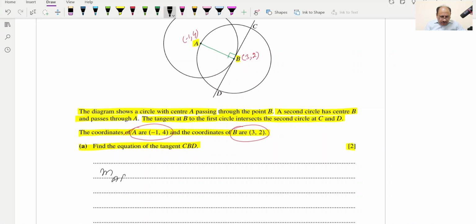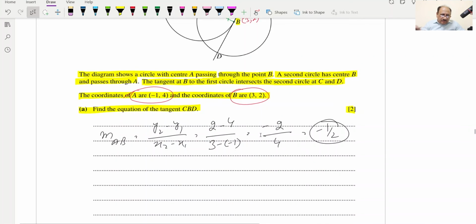Gradient of AB will be equal to y2 minus y1 over x2 minus x1, and we can take it as 2 minus 4 over 3 minus minus 1, and this will be equal to minus 2 over 4, which is equal to minus 1 by 2. So this is the gradient of AB. Now gradient of DC, slope of DC will be reciprocal and change sign of this, and change sign means plus and reciprocal will be 2. So this will be the gradient for DC.